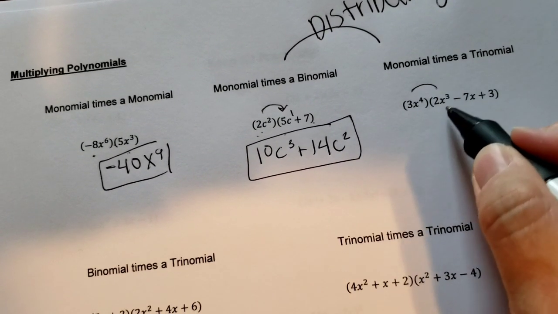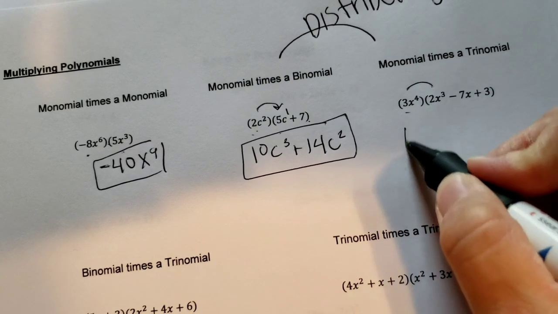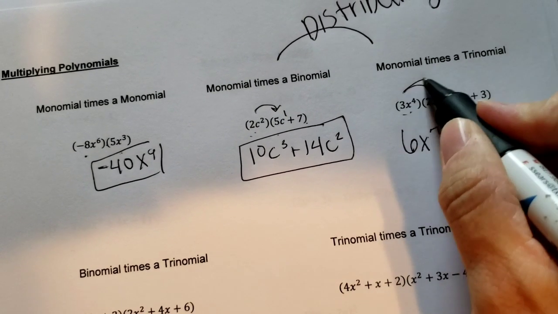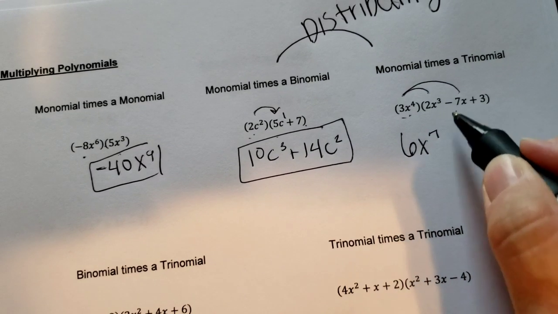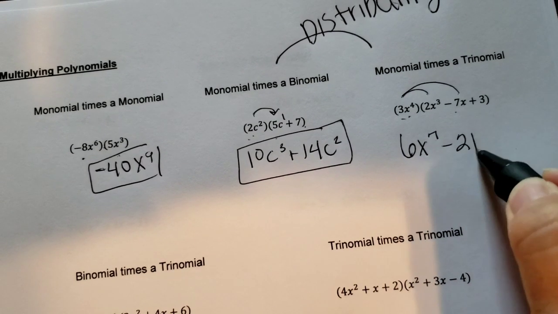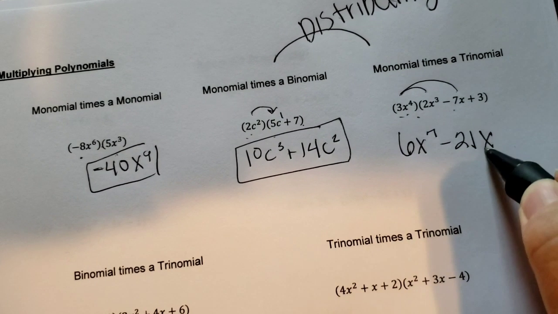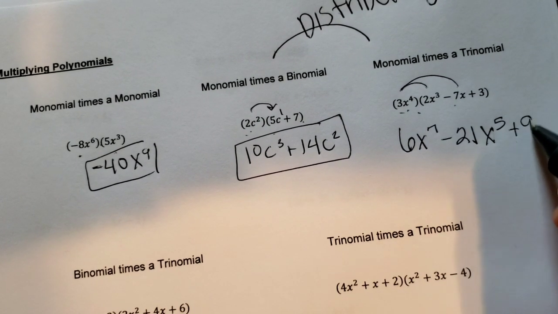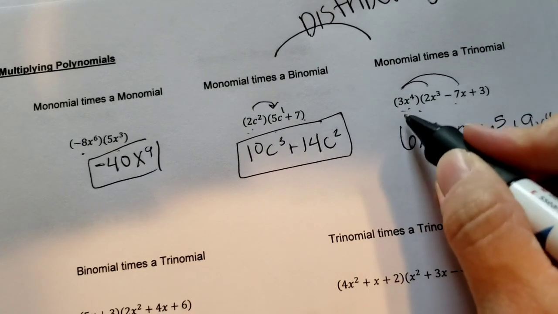3x to the 4th times 2x cubed. 3 times 2 is 6. X to the 4th times x cubed is x to the 7th. 3 times negative 7 is going to give you negative 21. And x to the 4th times x is x to the 5th. 3 times 3 would be 9. Then you've got your x to the 4th coming from this guy, okay?